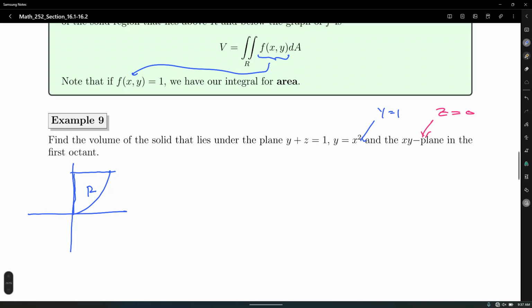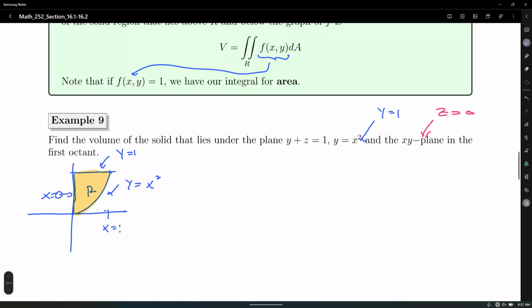Let me call this R. Let's shade our region of integration. Okay, so that's y equals 1. That's y equals x squared. And of course, since in this case it says the first octant, it is understood that x equals 0, because it's only the first quadrant. It's the projection of the first octant, if you will. So that is x equals 0. But what is this x going to be? This should be x equals 1 because 1 squared equals 1.